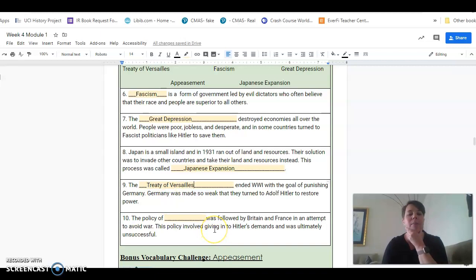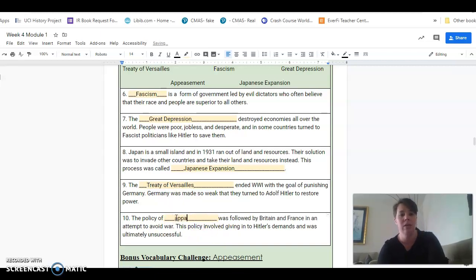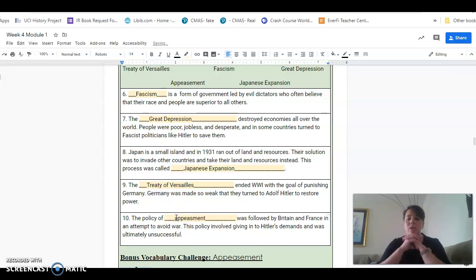And then last but not least, the policy of appeasement by process of elimination. Appeasement was followed by Britain and France in an attempt to avoid war. This policy involved giving in to Hitler's demands and was ultimately successful. So you should have fascism for number 6, Great Depression for number 7, Japanese expansion for number 8, Treaty of Versailles for number 9, and the policy of appeasement for number 10.